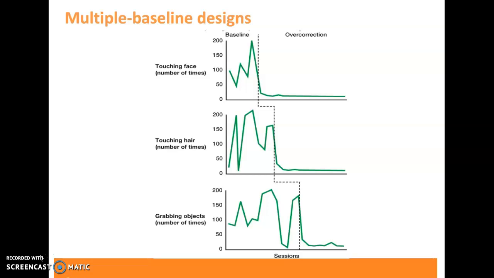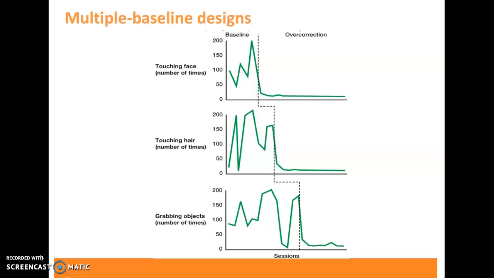And so with the treatment that was being given, which was an overcorrection, you see that the treatment is implemented in the top one first. So the dotted line is when the treatment happens. When that treatment is implemented for touching the face, we see that the behavior declines. When it's implemented for touching the hair, after it's implemented, that behavioral frequency declines, and then grabbing the objects, only after the treatment is implemented for that one does the behavior decline. So you can see the pattern that the behavior only decreases in frequency after the treatment is implemented for that particular behavior.